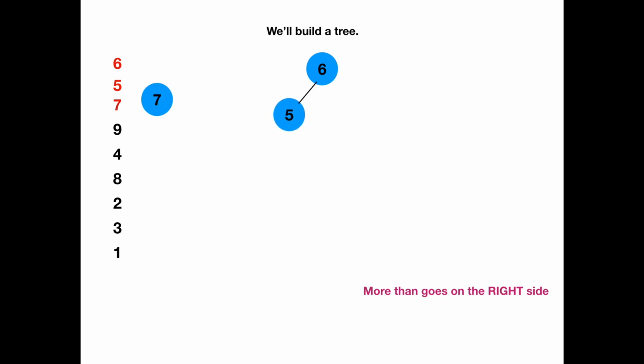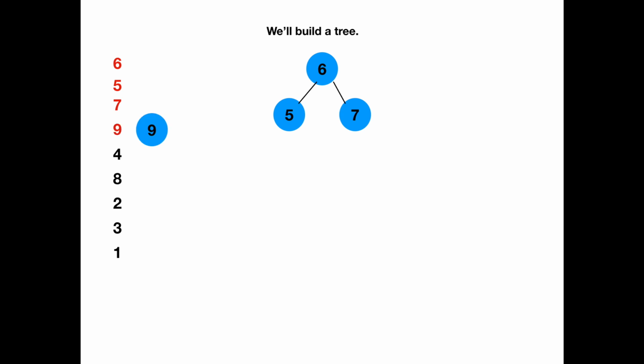Let's look at the next node. In this case, it's a node that holds the value 7. If the node is on the right side, then it means that it is more than the root node. So we're going to compare it first to the root node and say 7 is greater than 6. So we're going to place it on the right reference of the root node, which is number 6.